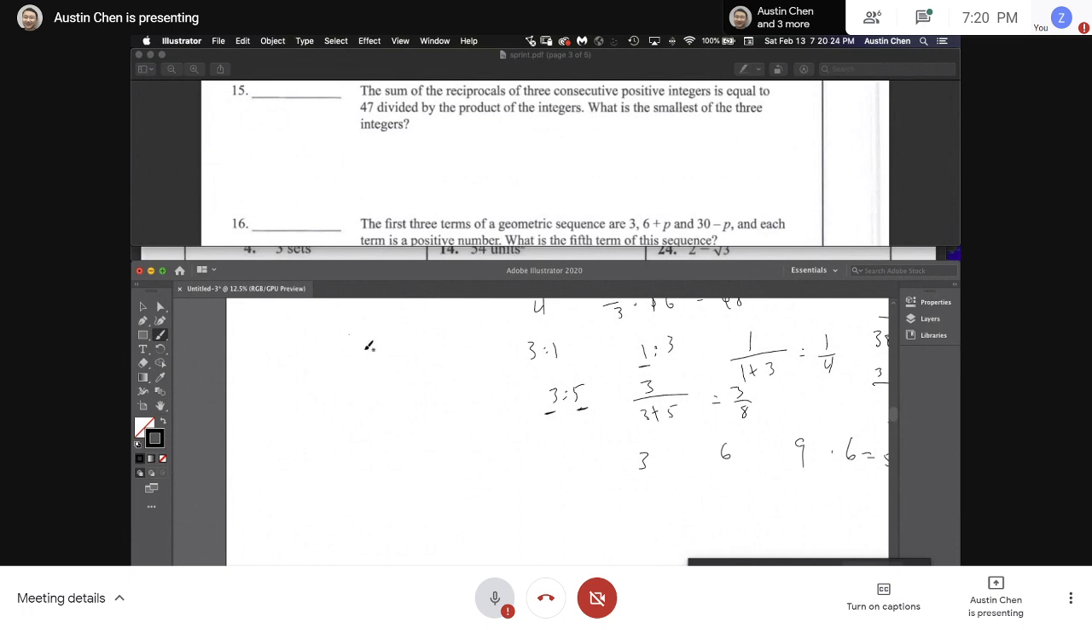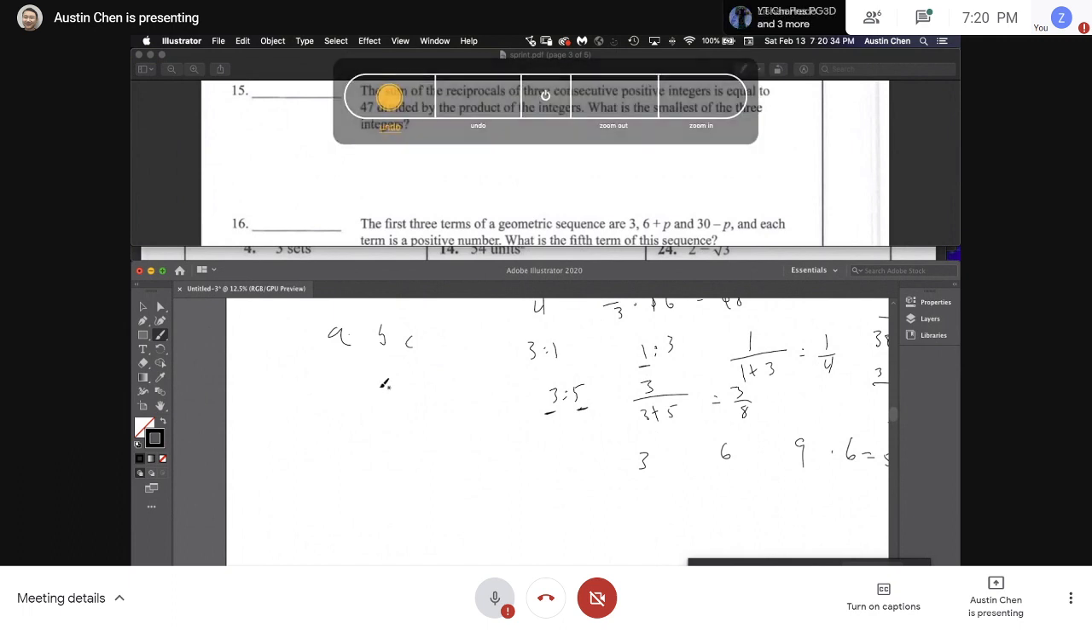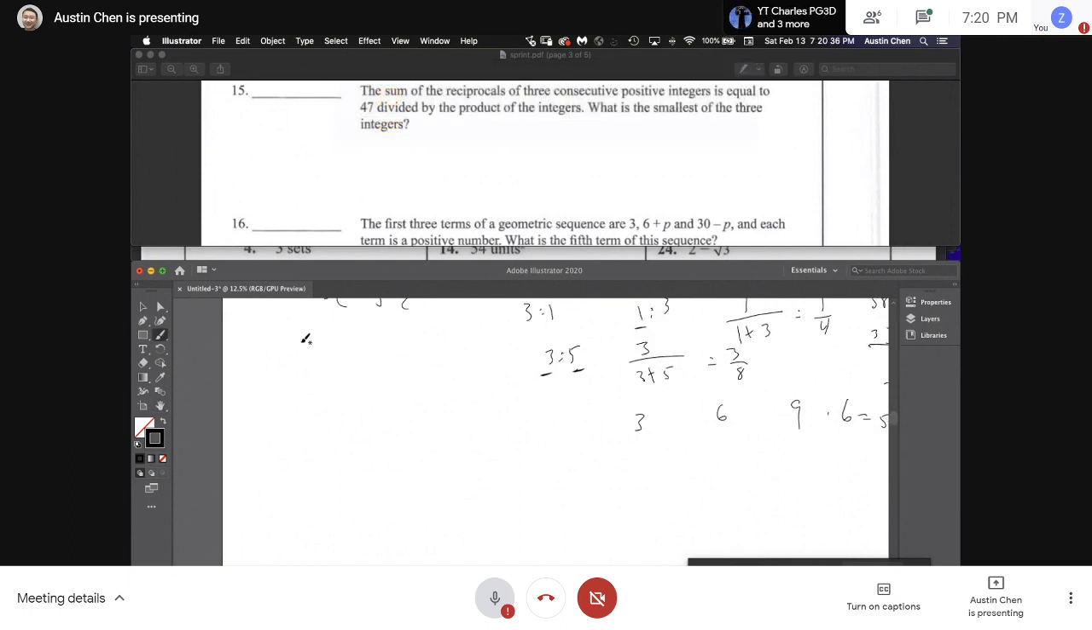Let's just label them as A, B, and C for now. Now, I know they're consecutive, and we should use that in the future, but I'm just going to say they're A, B, C for now. Okay. Now we're told that the sum of the reciprocals of these, so 1 over A plus 1 over B plus 1 over C, is equal to 47 divided by the product of these integers.